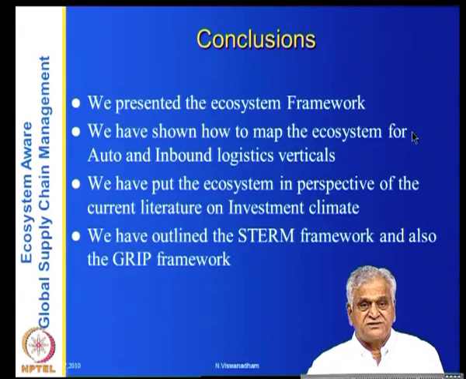So we have outlined the STEM framework and also the GRIP framework here. What we are going to do in the next three classes is go into each of these frameworks in detail. For example, we'll go to the global supply chains, and afterwards the delivery mechanisms, and afterwards the institutions and the resources in greater detail and expand that. And then we are going to look at some of the applications that we could do, and finally the GRIP framework with examples. So thank you, and then we'll talk about global supply chains in the ecosystem framework next class.